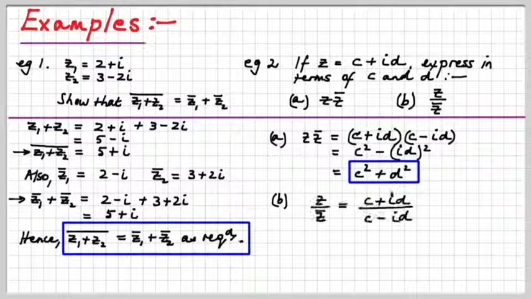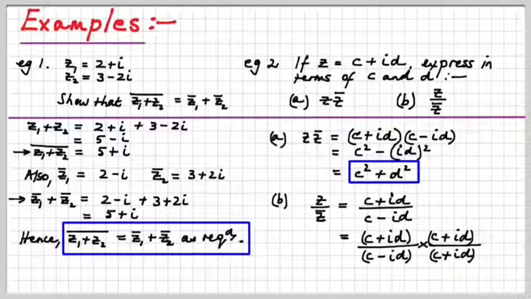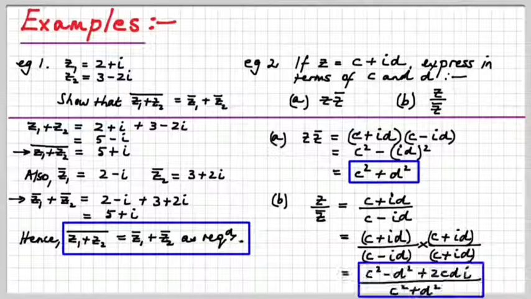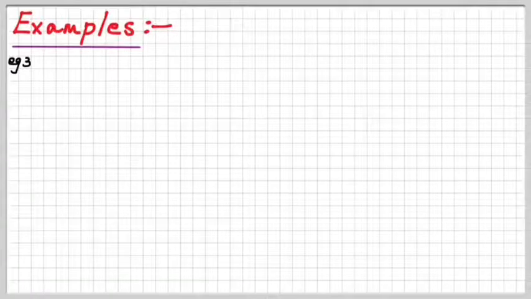Okay, what about part B? Z over Z bar, no problem. We're just going to do a little bit of rationalisation throughout the nation. We'll multiply top and bottom by c plus id. And when we multiply it all out, I've just simplified it a bit. It's c squared minus d squared, that was going to be plus i squared d squared, which is just minus d squared, plus 2cdi, over the difference of two squares, which gets us, we're getting used to it now, c squared plus d squared, and that's our answer. Yes? Great.